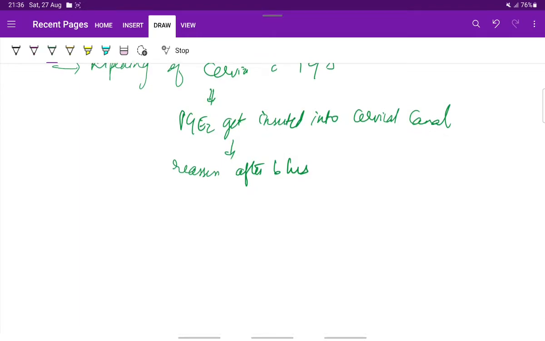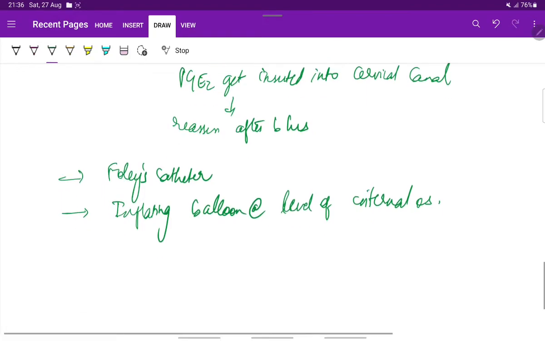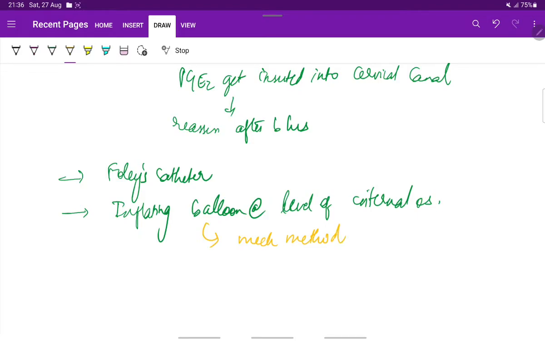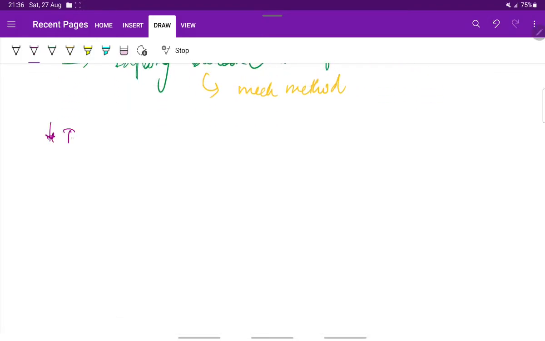Other methods for inducing labor include using a Foley's catheter and inflating the balloon at the level of the internal os. Inflating a balloon at the level of the internal os has been found to be an effective mechanical method of induction without an increased risk of infection. So, this is about the induction of labor. Next, coming to the intrapartum problems and their management.